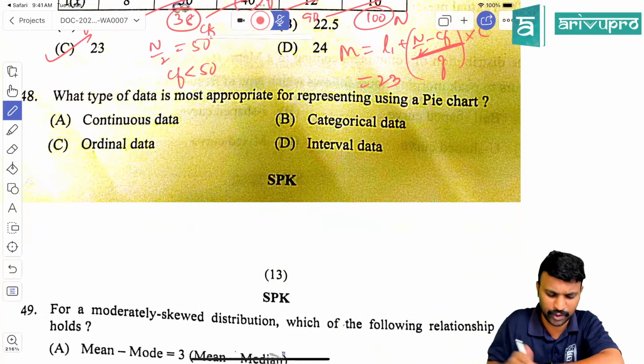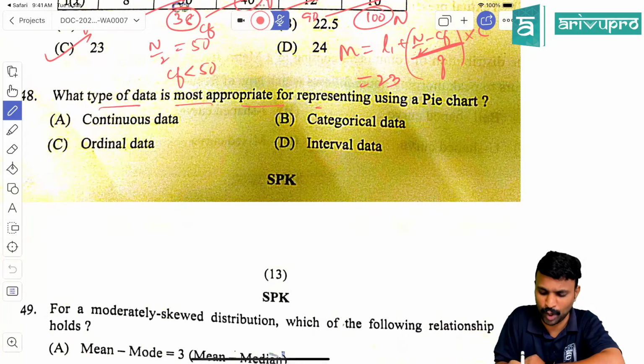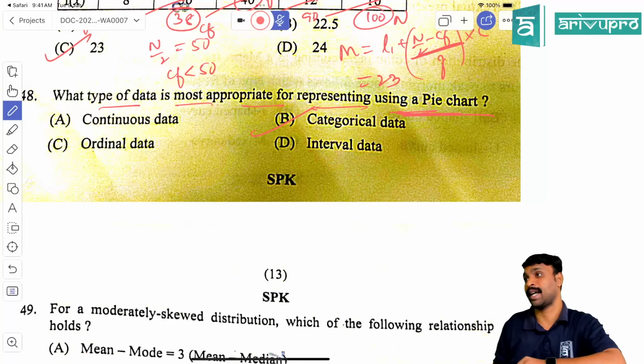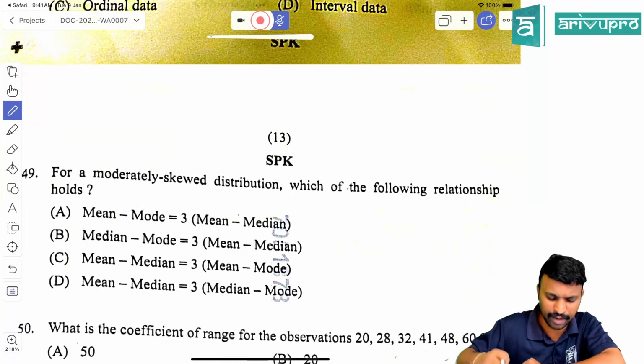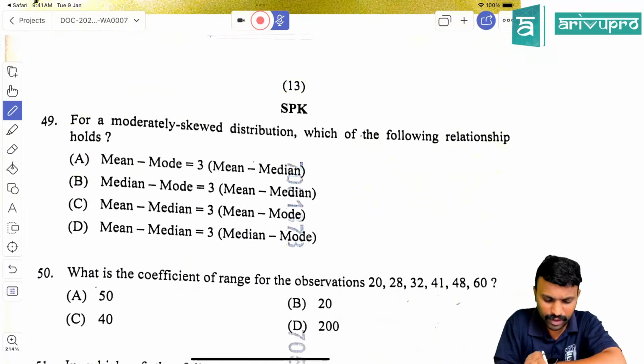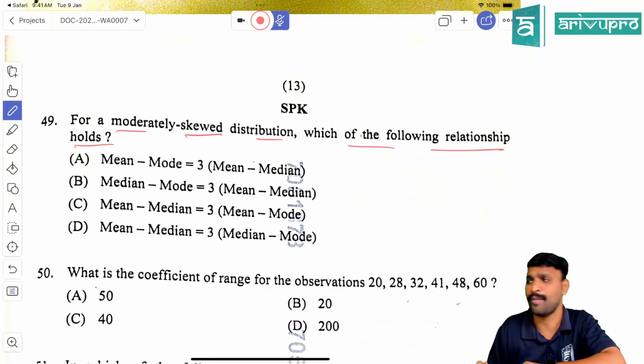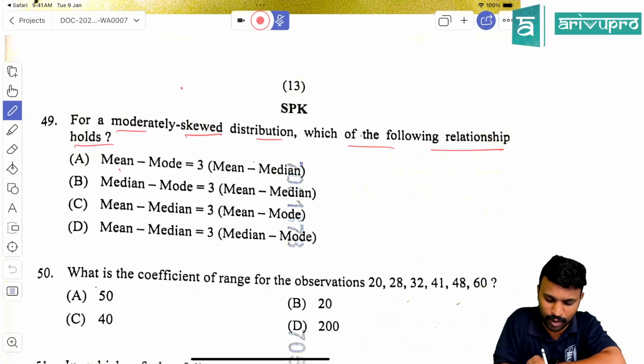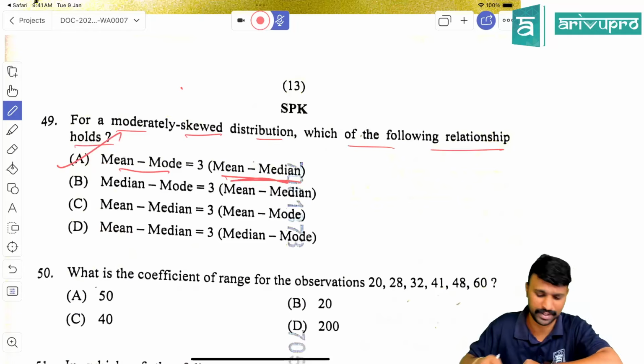Guys, moving on to the next question. What type of data is most appropriate for representing using a pie chart? Definitely it is categorical data. 49th question. For a moderately skewed distribution, which of the following relationships holds? For a moderately skewed distribution, mean minus mode is equal to 3 times mean minus median. It's a straight question. I have discussed this in the marathon.